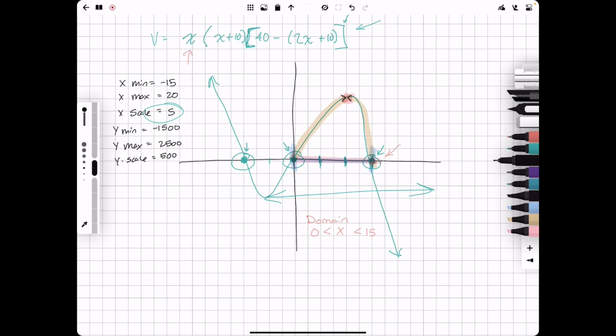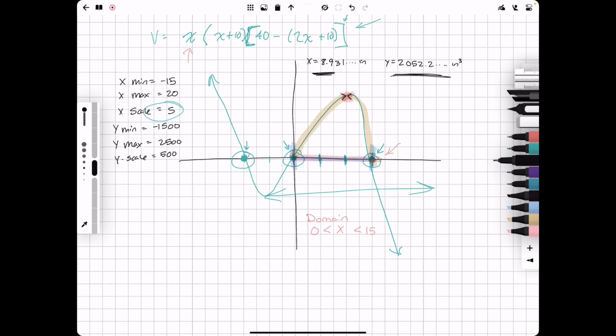On the screen it will give you an x value at the top and a y value at the bottom. The x maximum is 8.931 and so on, and the y value is 2052.2 and so on. This would be inches cubed, and this would be inches, because x is a linear dimension. Y was volume, so the y value was the inches cubed. Remember that the graph itself is representing the volume as you change the dimensions of the suitcase.